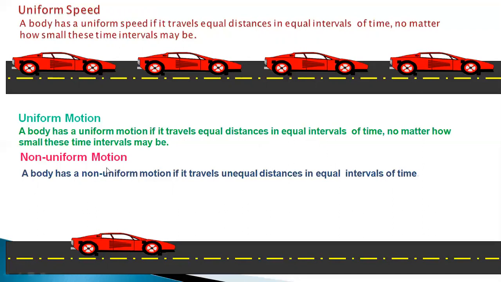So I'll give one example. In the first second, if the body is covering 2 meters, and in the next second, if the body is covering 3 meters, and in the third second, if the body is covering 1 meter, then it is said to have non-uniform motion.